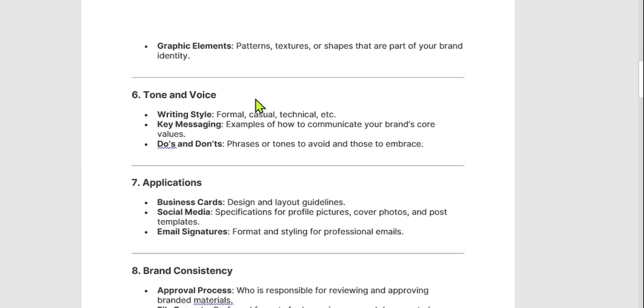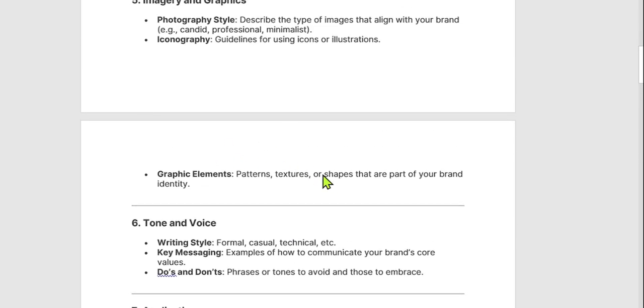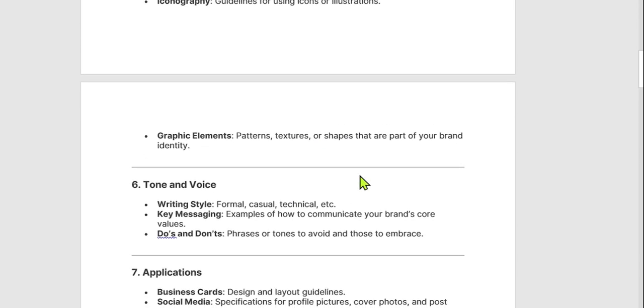Then the tone of voice, right? Every brand has their tone of voice. Every brand has how specifically they want to appear. They have their brand archetype, right? So they also have their key hashtags, right? And over here you see patterns, texture, shapes, right?